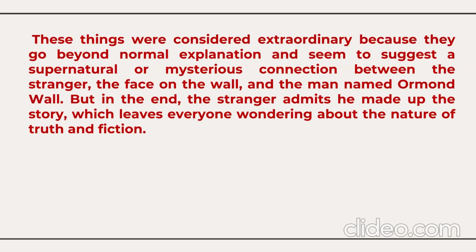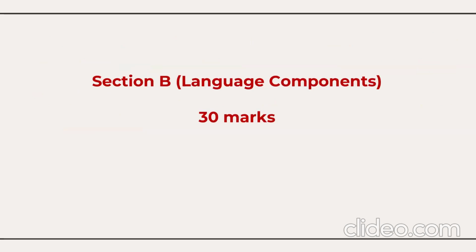or mysterious connection between the stranger, the face on the wall, and the man named Ormond Wall. But in the end, the stranger admits he made up the story, which leaves everyone wondering about the nature of truth and fiction. So this is how the 50 marks questions paper we have discussed here, the Part A, your 8 chapters.